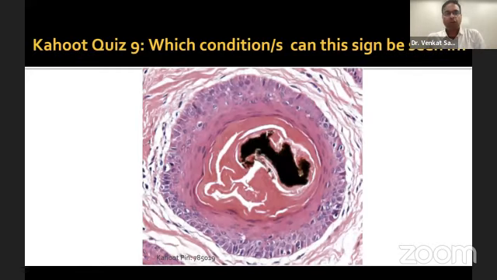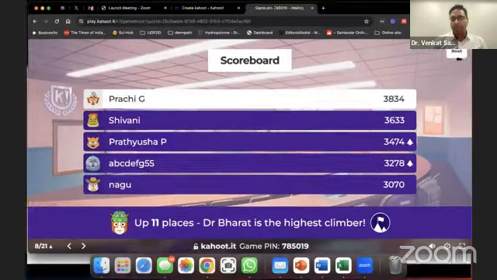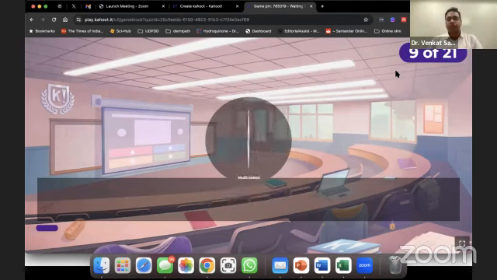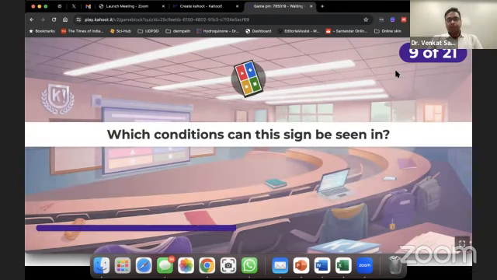All right, this brings us on to Kahoot quiz number 9. Which condition or conditions can the sign be seen in? I think this would be a multiple choice. You can choose multiple options, so look at this carefully. I'll give you 2 more seconds because it's an easy sign if you've already seen this in textbooks. All right, going to quiz number 9. We'll be slightly overshooting our time of 1 hour. I apologize for that in advance because of the quiz.